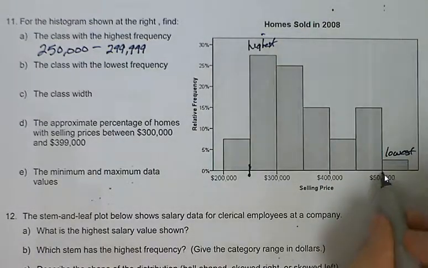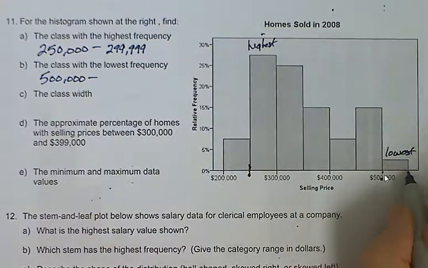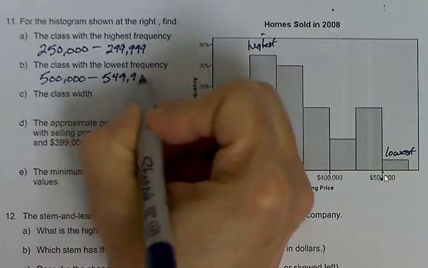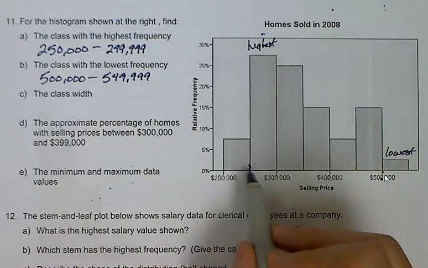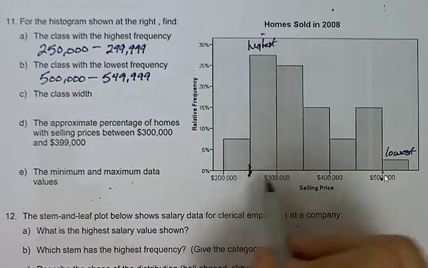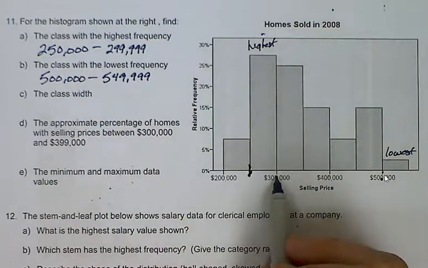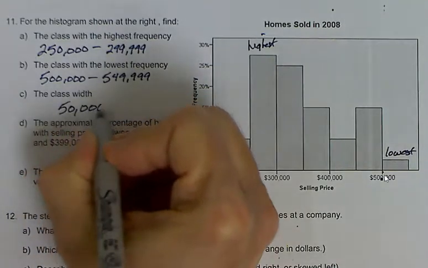To say what class this is, it starts at 500,000, and then following what the rest of these did, this would go up to 549,000. If we're looking at the class width, that's just the width of each bar. For example, this one went from 250 up to 300,000. If we looked at the limits of those two classes, the difference between those two is 50,000.